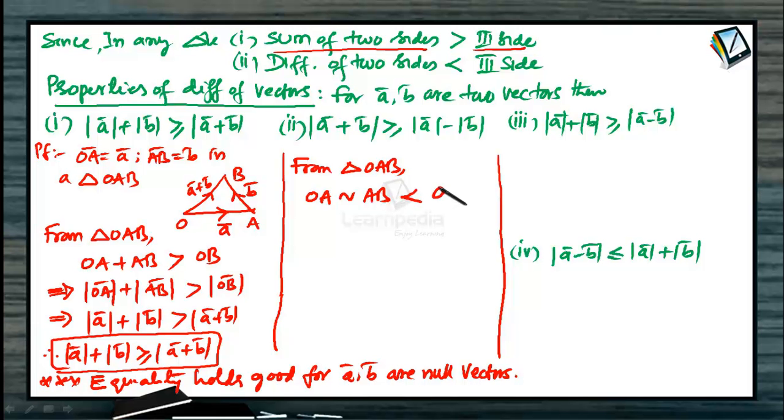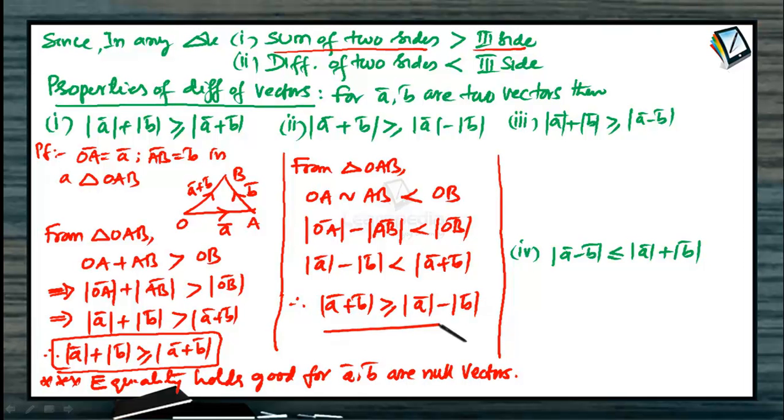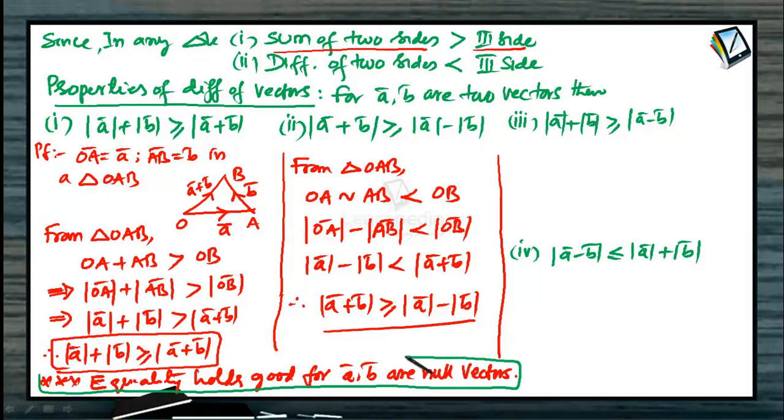Next, from the same triangle OAB, the difference of OA and AB is obviously less than the third side OB. If we take the difference OA bar minus AB bar, it is less than OB bar. It's obvious that mod of A bar minus mod of B bar is less than mod of A bar plus B bar. Therefore we can conclude that mod A bar plus B bar is more than or equal to mod A bar minus mod B bar. The same applies: the equality holds good for null vectors A bar, B bar in this property also.